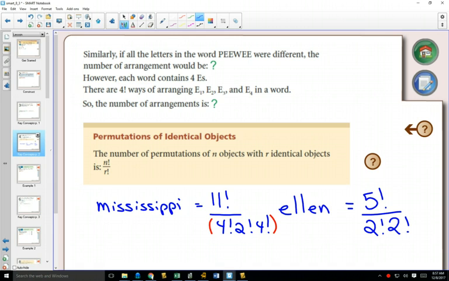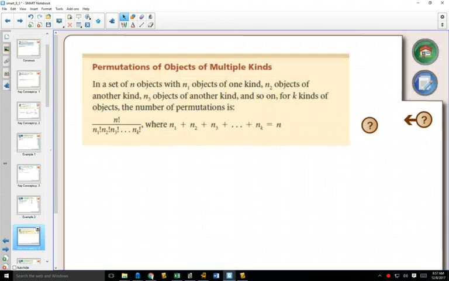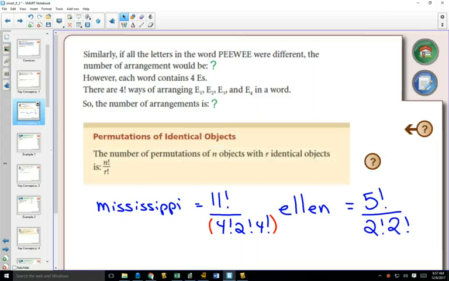So the way this is written as a formula, it says the permutations of identical objects, the number of permutations if you have n objects where r of them are identical, well, you just divide by your identical ones. And we've seen if you have more than one identical kind, you have to divide by all of them, which we saw in Mississippi. Yes? Sure.